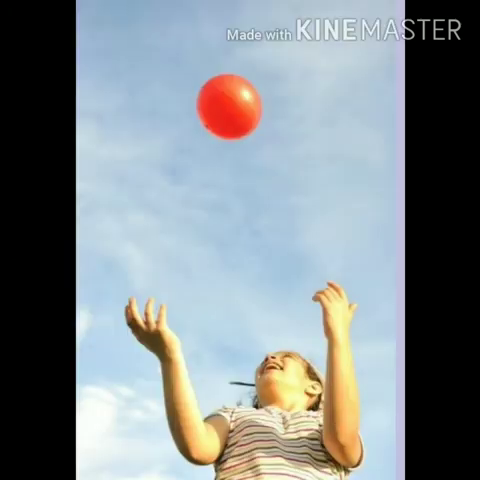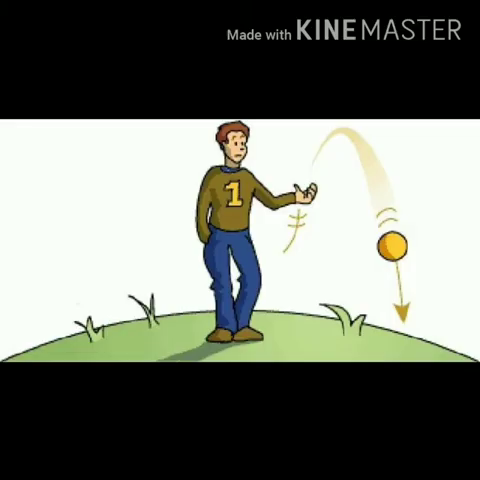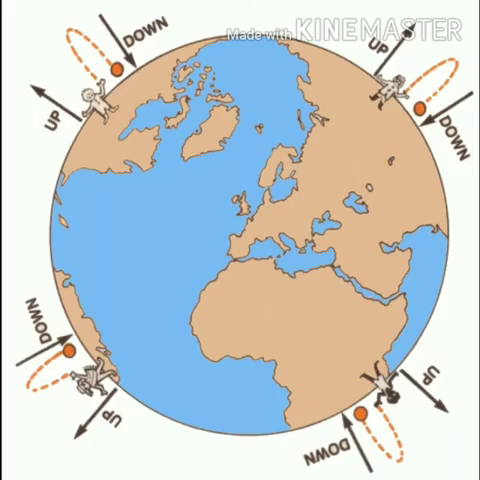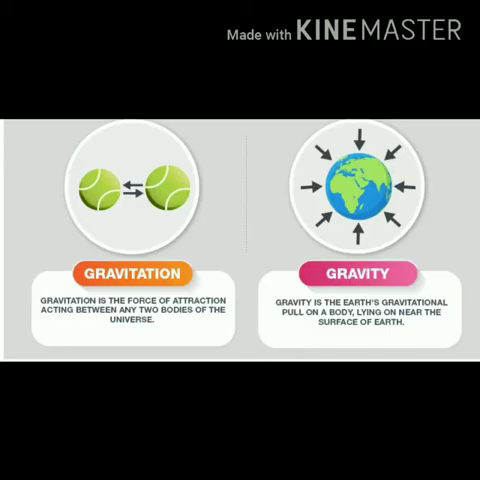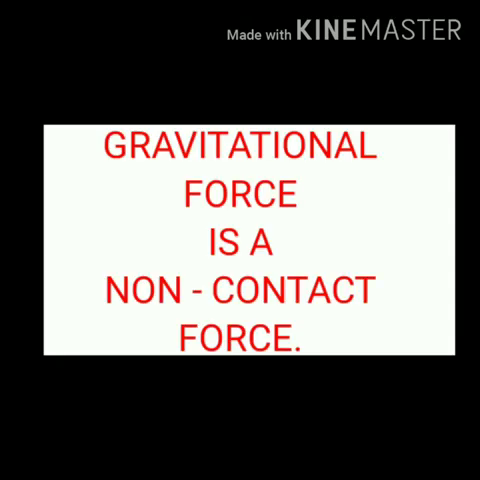If you throw a ball in the air to a certain distance, it then falls to the ground. The reason that the ball does not stay in the air is that Earth exerts a gravitational force on the ball that pulls it back to the ground. This force of attraction exerted by the Earth on any object is called the force of gravity or gravity. Since gravitational force acts on the object from a distance, therefore gravitational force is a non-contact force.